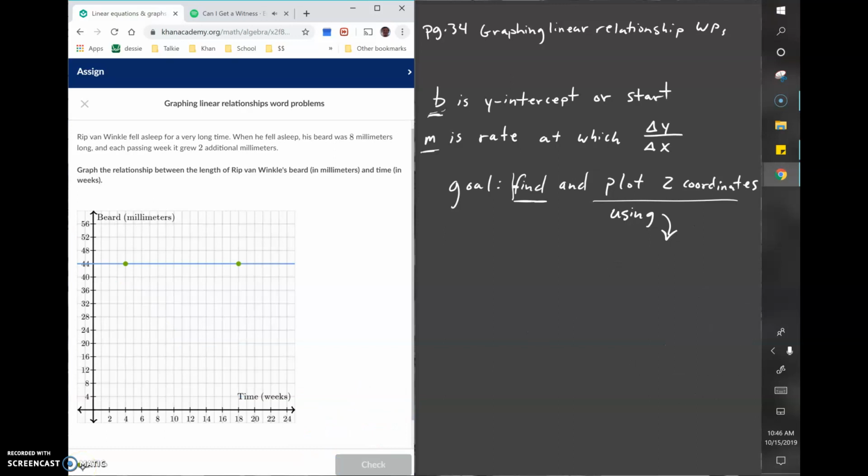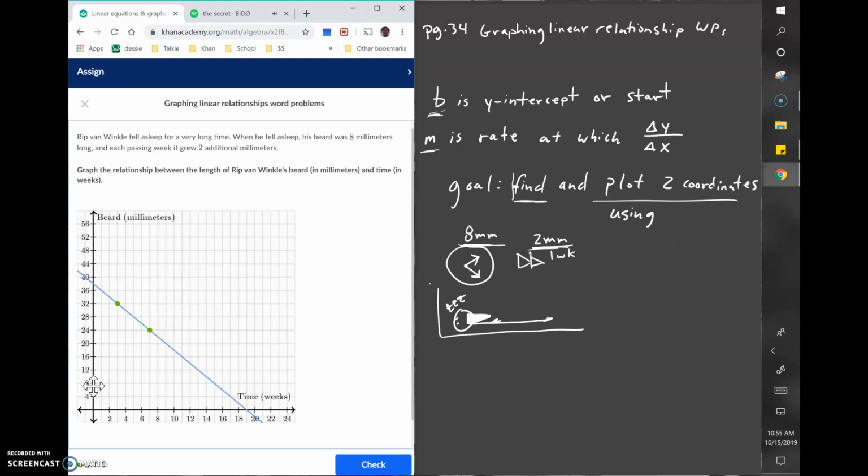So pause the video and try to create a diagram and figure out what those two numbers represent. Okay, so hopefully you deduced that this guy's sleeping, and when he falls asleep his beard is at 8 millimeters, and then every 2 weeks it grows an additional 2 millimeters. So that 8 millimeters is the initial value, which we know is b. So this problem gives us the y-intercept right away. When he falls asleep his beard is 8 millimeters long. We can drop that point on the y-axis right there.